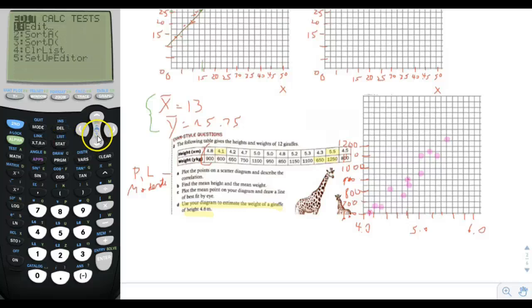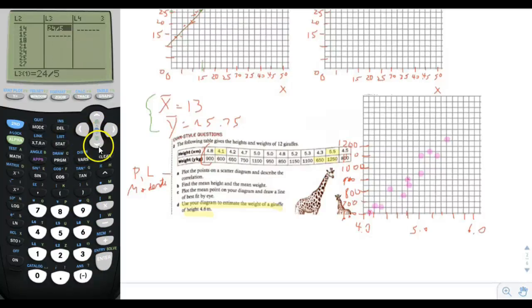And then we'll go to stat, edit. So now, instead of 24 divided by 25, we're going to want to put in 4.8. Okay, and then we'll put 4.1, etc. And then in the Y column, or the L4, we're going to put 900 and 600. And I am not going to make you watch me input all these numbers. I want you to input them in your own calculator for practice. So I'm going to meet back up with you in 2 seconds with all our calculators filled in.